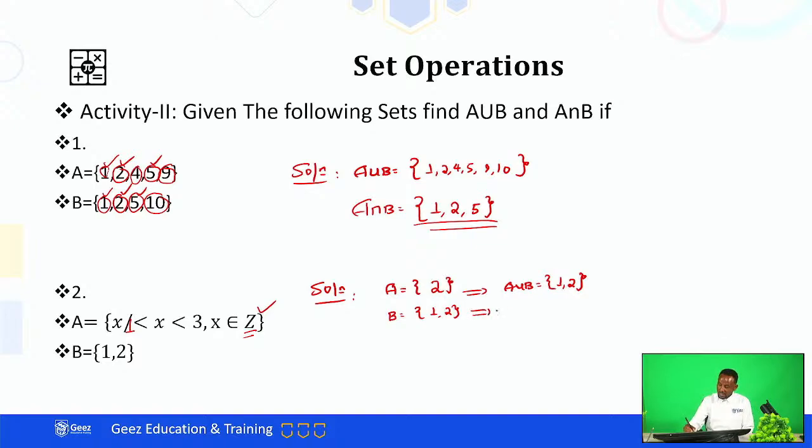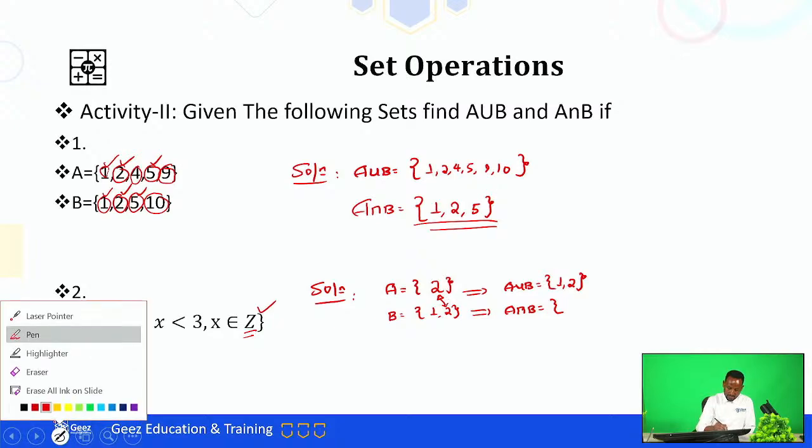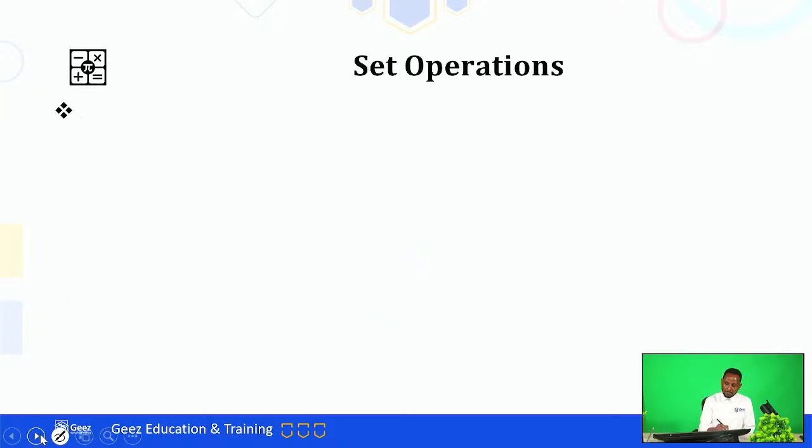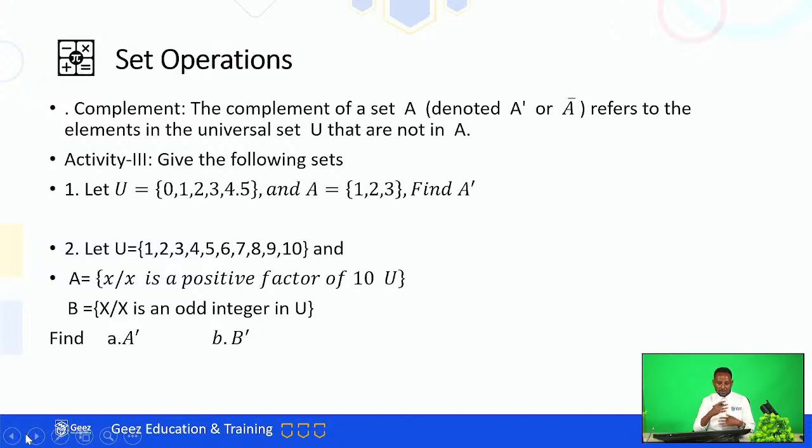A intersection B means the common elements. Do we have a common element here? Of course yes. I'm gonna write over here the common element, obviously it is 2. This is A intersection B.